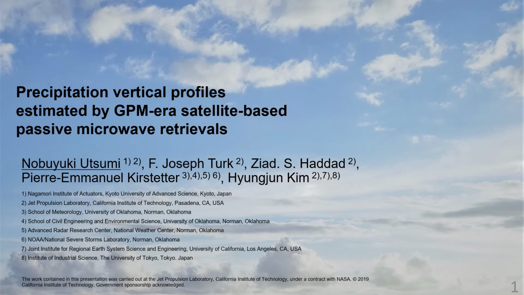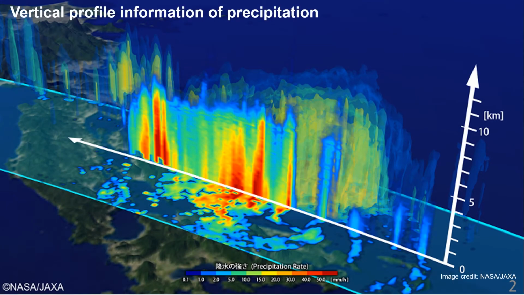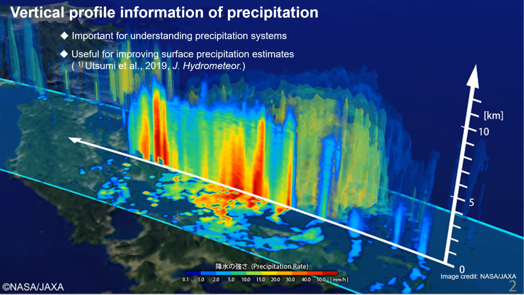This presentation is about the precipitation vertical profiles estimated by satellite-based passive microwave retrievals. The vertical profile information of precipitation is important for understanding precipitation systems, and it's also useful for improving surface precipitation estimates.